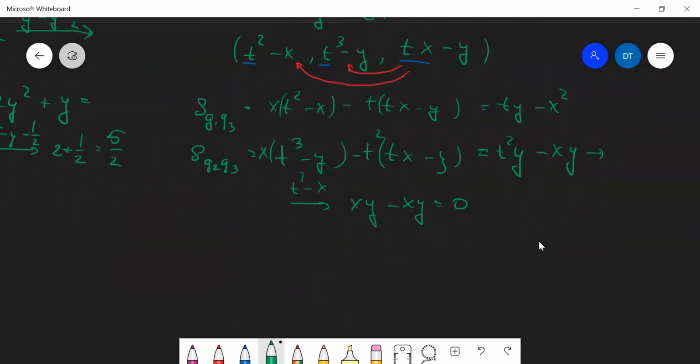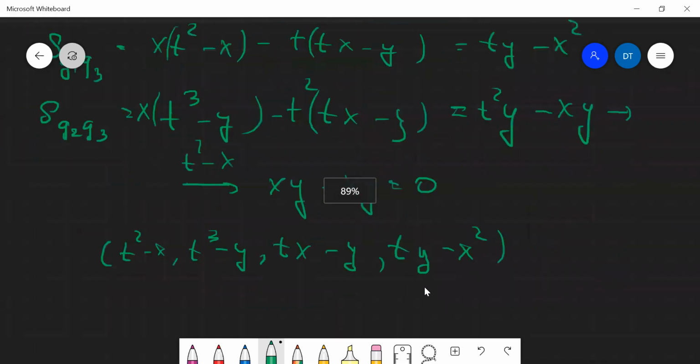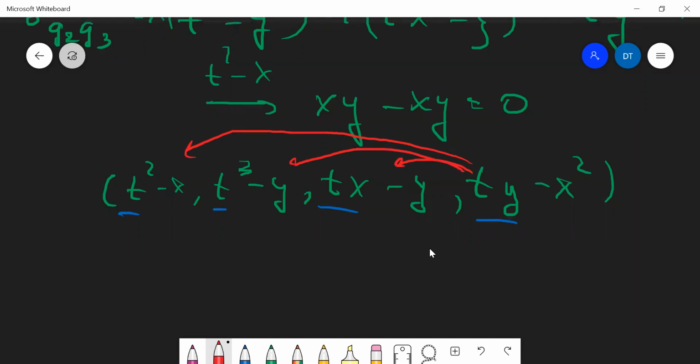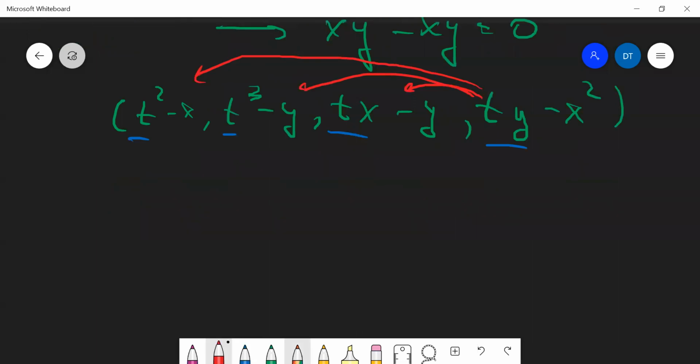So on the next step, let me rewrite all the polynomials: t squared minus x, t cubed minus y, tx minus y, and ty minus x squared. So this is the set on the next step. And let me underline the leading terms. And again, we have to compute S polynomials of the new guy with the old ones. Yes, it's hard work. Now we have to consider three more polynomials. I'll show you later how to simplify all these computations. But I just want you to go through all this pain of computing.